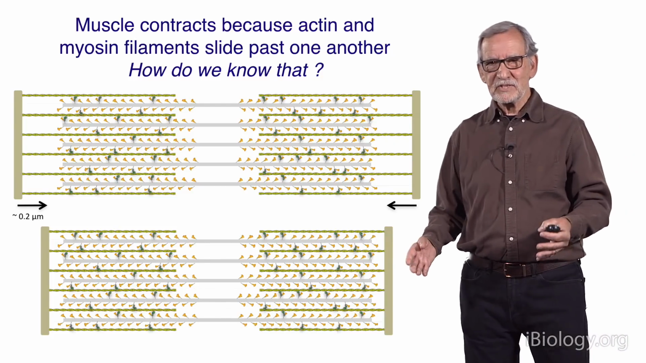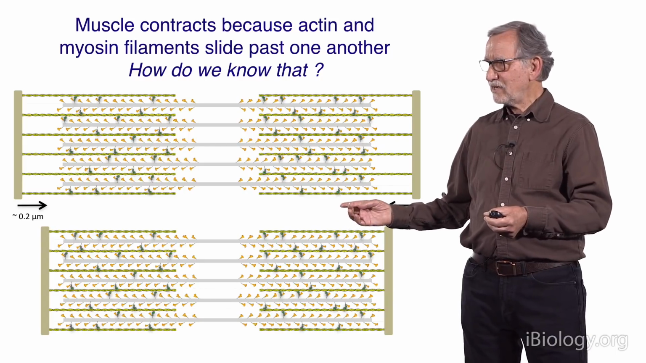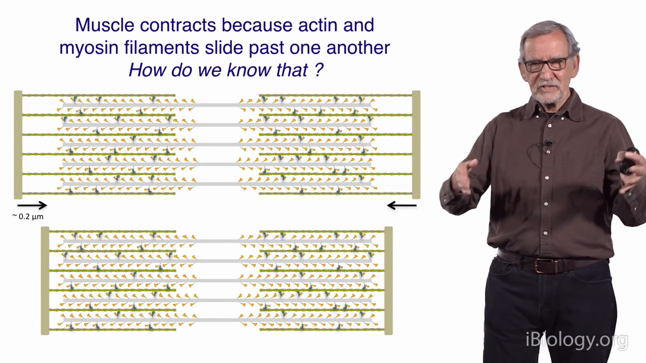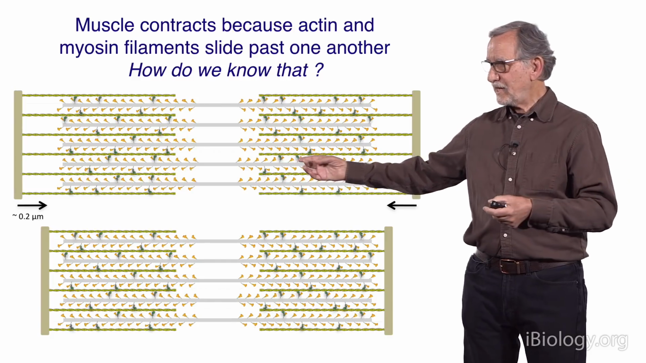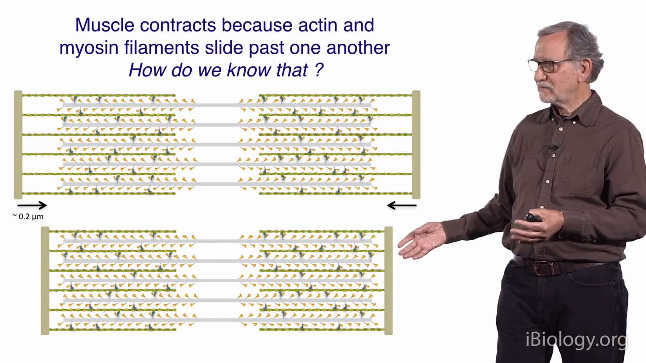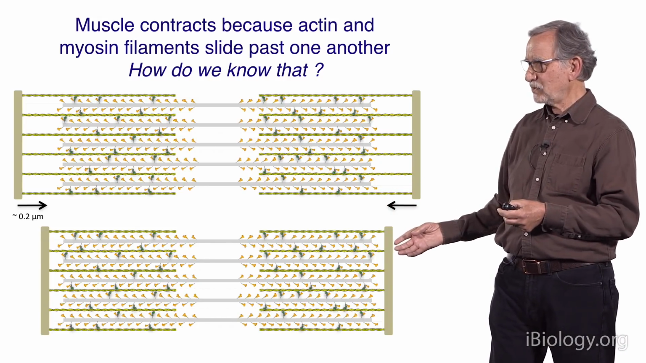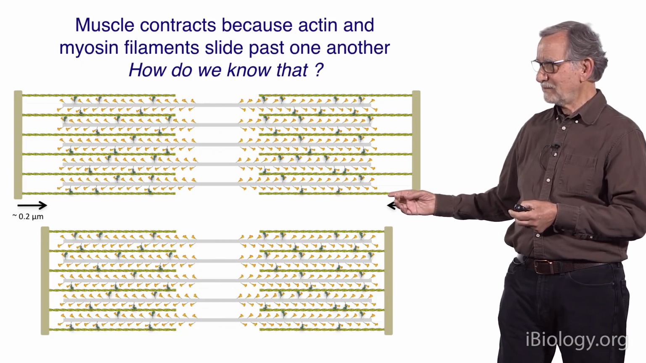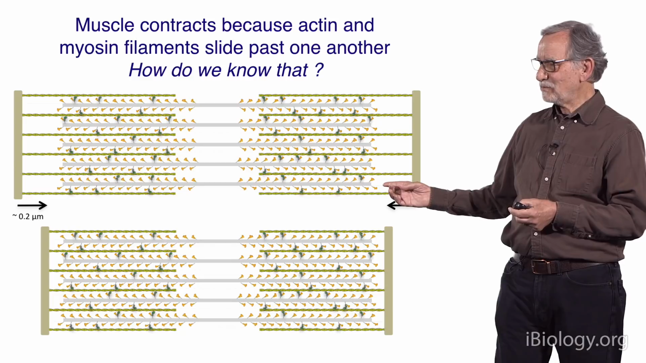and the cells contract because their myofibrils within the cell contract, and the myofibrils contract because the myofibrils are made up of these sarcomeres that are hooked together in series throughout the myofibril. And when the sarcomere contracts, the whole myofibril contracts. So every sarcomere contracts within the myofibril. And the contraction, I'm going to give you the answer, but then we'll go back in history and see how this was determined.